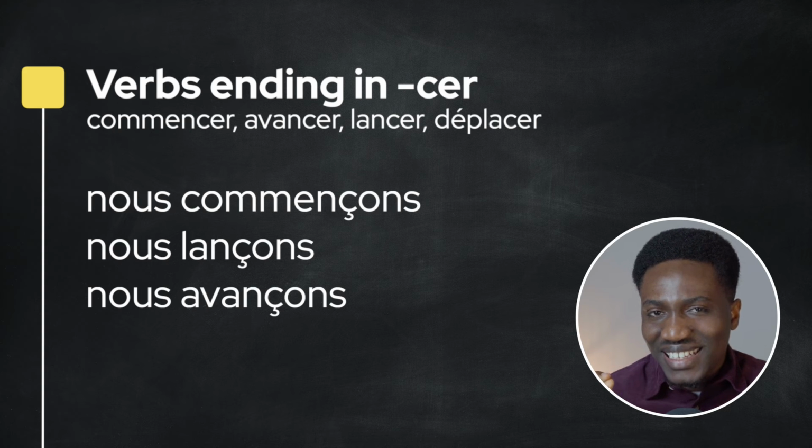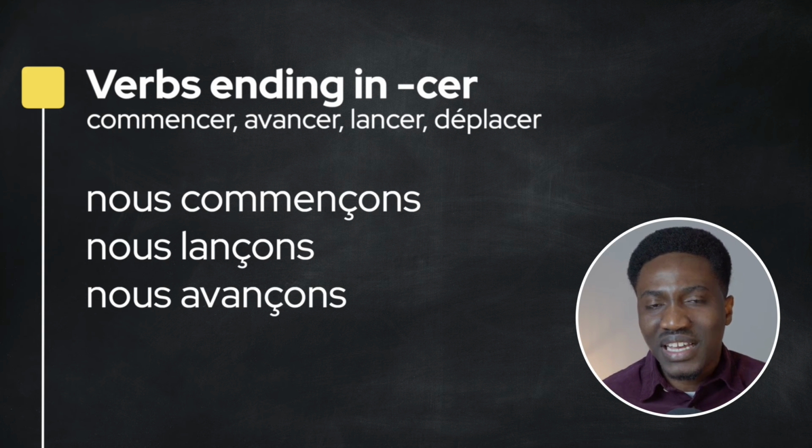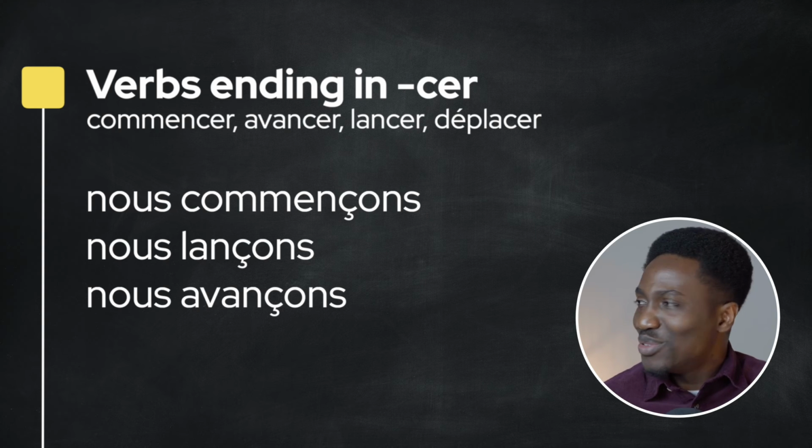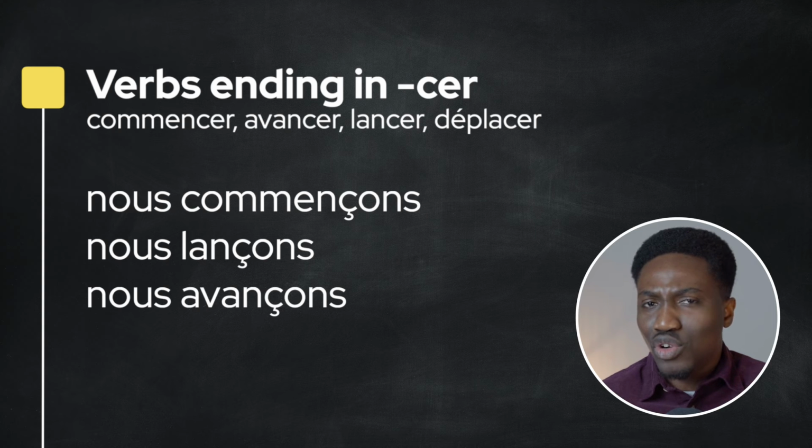Just add the accent, and that softens the k sound, and it turns it to s. So when we get to the nous form, instead of saying nous commencons with a k sound, the cédilla softens the k and turns it to s. So we say nous commençons. Okay, nous déplaçons, nous lassons. Okay, nous remplaçons, because of the cédille. Now let's do a quick quiz.